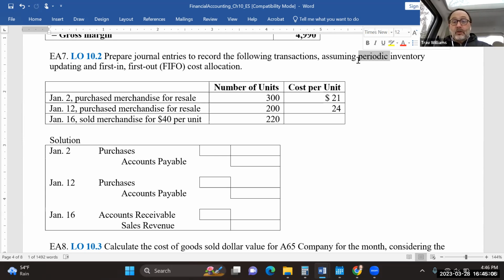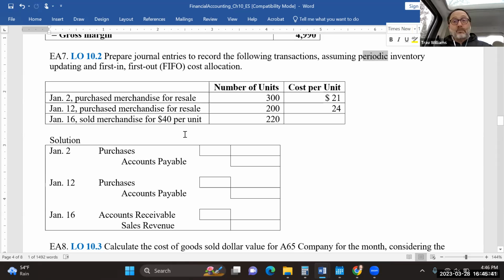So most companies use the perpetual method. Some companies use periodic. So again, if it doesn't say, assume it's perpetual, but in this case, it says periodic. So with the periodic method, when you buy inventory, you debit purchases. If we were using the perpetual method, then when we would buy inventory, we would debit merchandise inventory. Okay, so that does make a difference in how you journalize it.